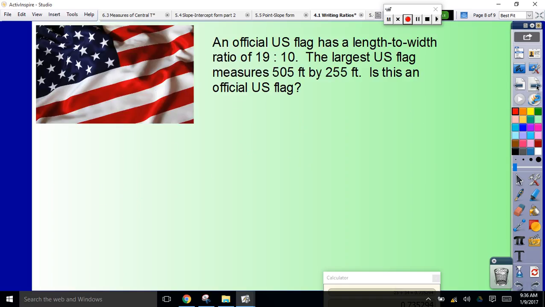Okay, last one is an application. An official U.S. flag has a length to width ratio of 19 to 10. So if the length were 19, and it's not saying that the length is exactly 19, that's the simplest form of the fraction. So the length is 19, the width is 10. It has a 19 to 10 ratio. The largest U.S. flag measures 505 feet by 255 feet. Is this an official U.S. flag? How would I figure this out?